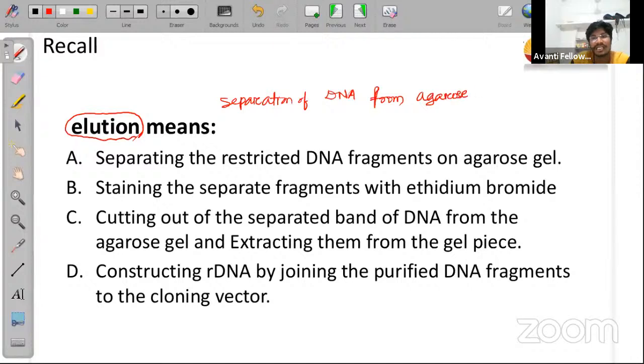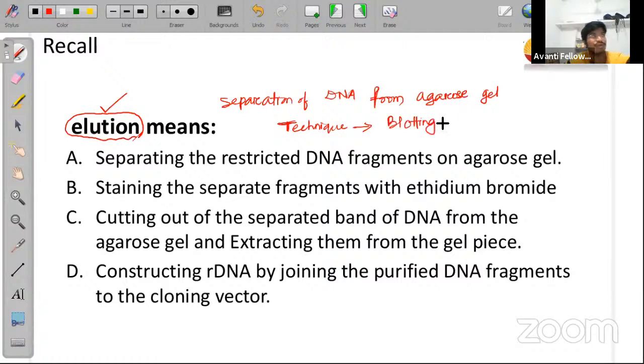Agarose gel से DNA को separate करने का जो भी चीज होता है, that separation of DNA from agarose gel is called as elution, and this is performed by a technique. That technique is called as your blotting technique. Is that clear to everyone?